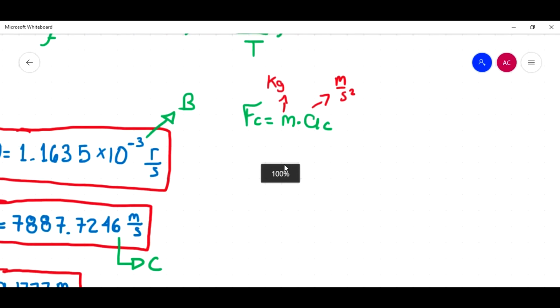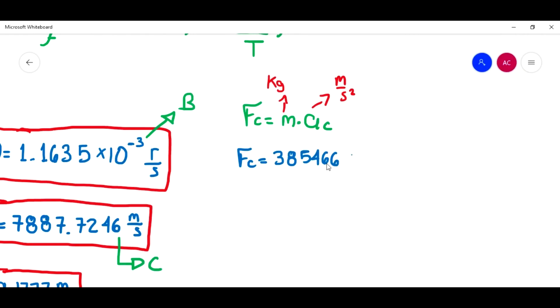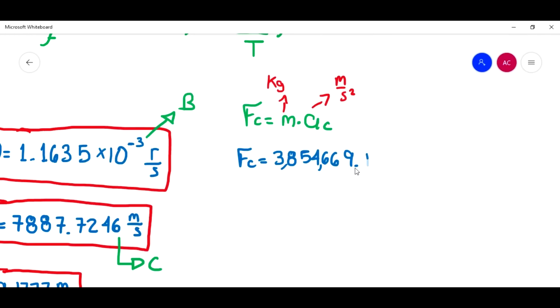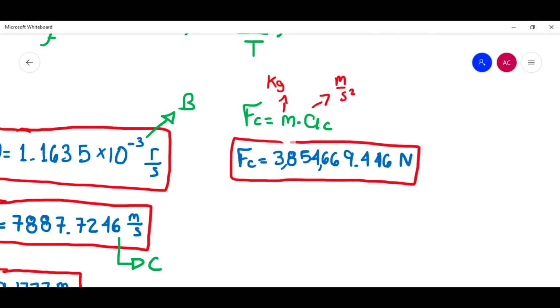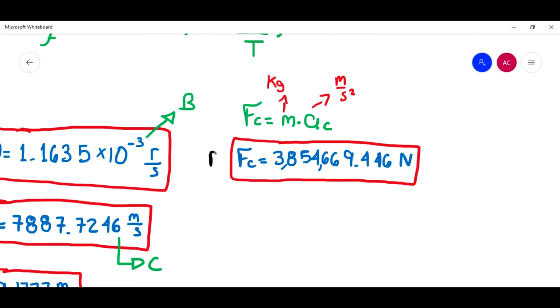So I'm gonna write it right here. Okay, so centripetal force equals 38,54,66,9. Okay, something like that. It's a very big force, 0.446 newtons. Okay, remember that the centripetal force is a force that points to the center. Okay, so I'm gonna circle it, and that will be the letter F for centripetal force.